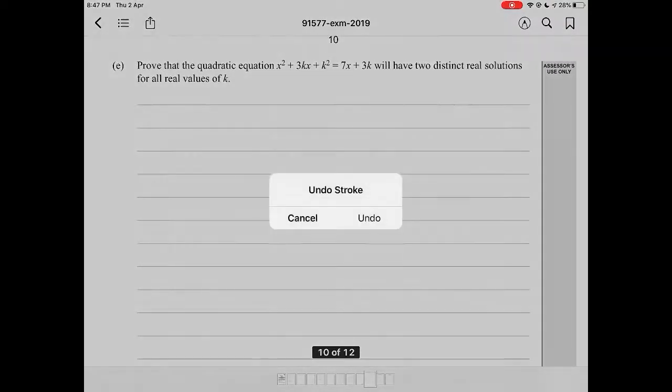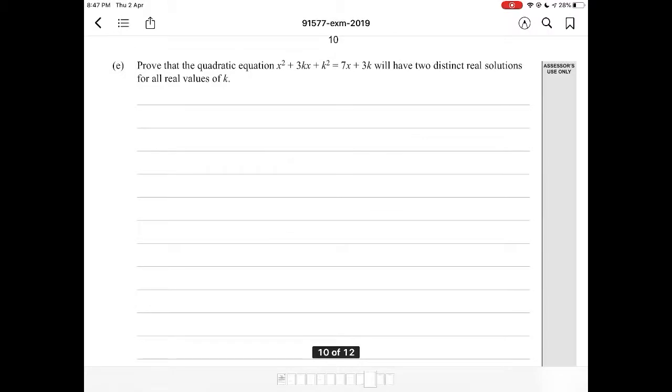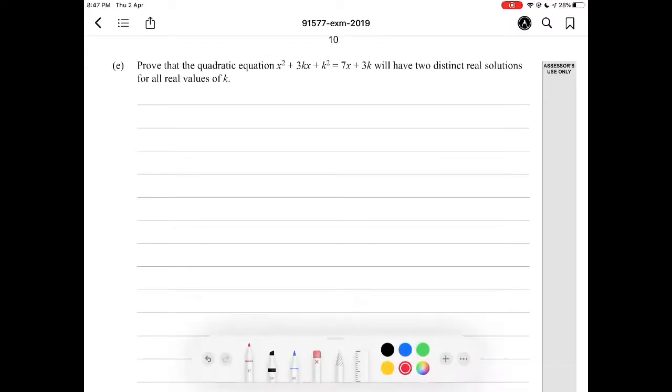Okay, question E. Prove that the quadratic equation x squared plus 3kx plus k squared equals 7x plus 3k will have two distinct real roots for all real values of k. So for this question, we want to prove that the discriminant is always greater than 0. Because if we prove the discriminant is always greater than 0, then we'll know that there's always two real roots.